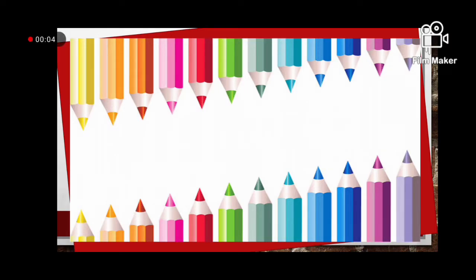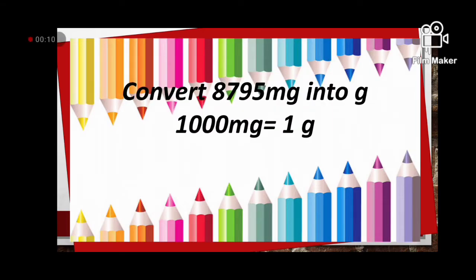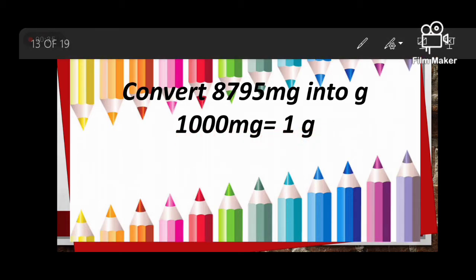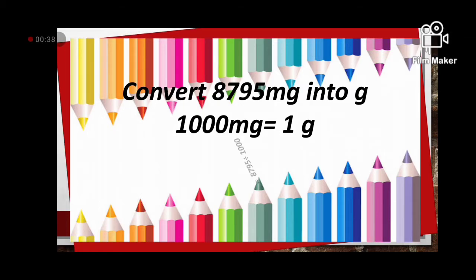Now we are going to convert milligram to gram, meaning smaller unit to bigger unit. The smaller unit is milligram and gram is the bigger unit than milligram. Now we have to convert 8,795 milligrams into gram. We all know the conversion factor is 1000 because 1000 milligrams is equal to 1 gram. And when we convert a smaller unit to a bigger unit, we have to divide.